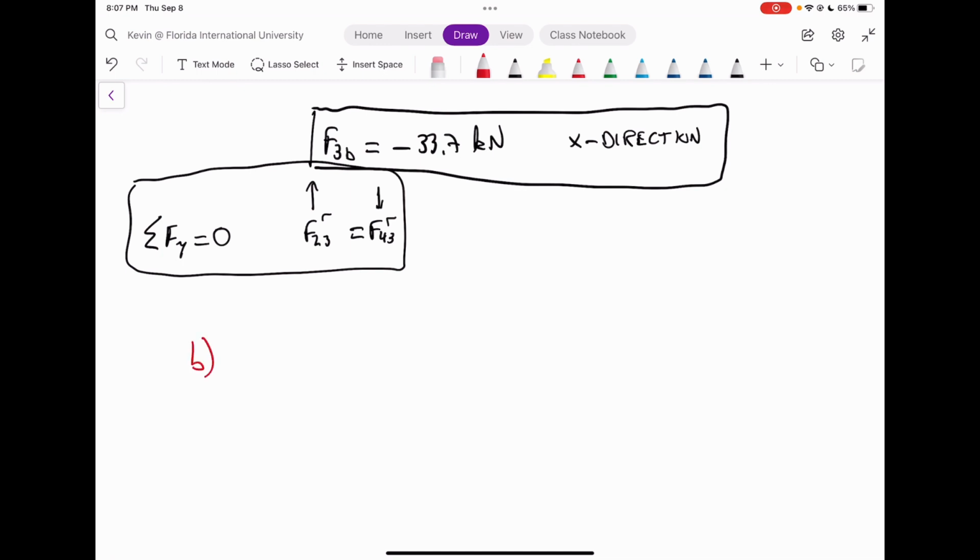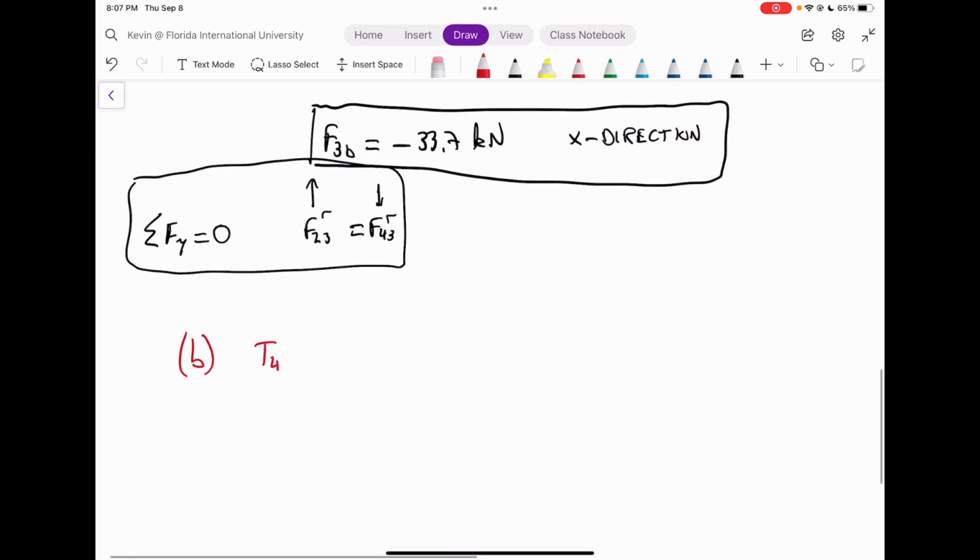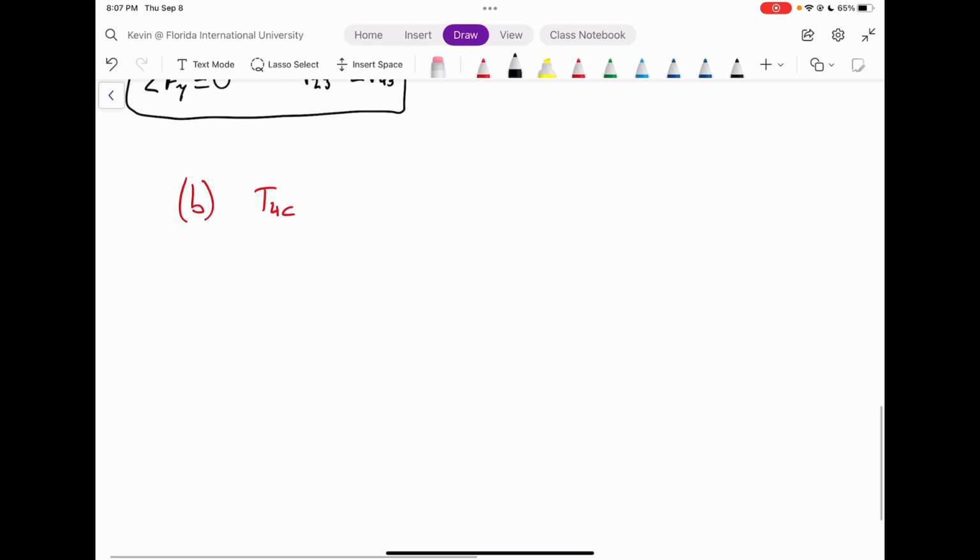Now, in part B of the problem, we're asked to find T4C. Okay, so the torque created by gear 4 onto C. So we're going to have to look a little bit at the problem here and try and understand and look at gear 4 now. So if we do a free body diagram of gear 4, we know that we have F3-4 in this direction, and we know that we have shaft C in the middle, and we also know that the rotation of the gear is in this direction.